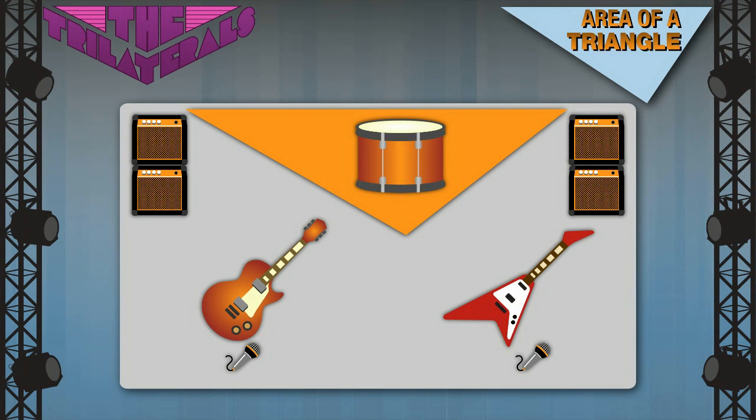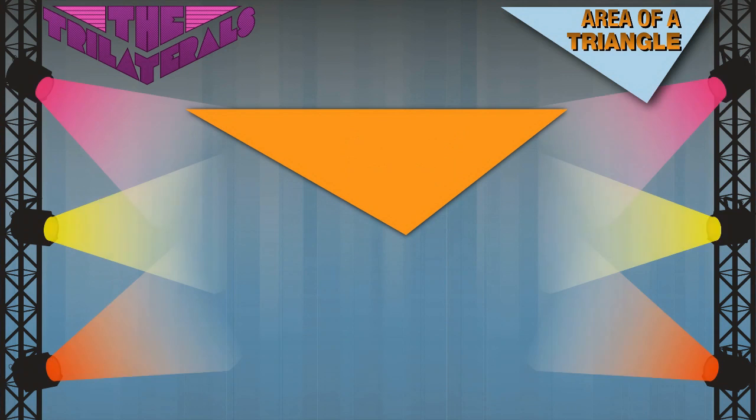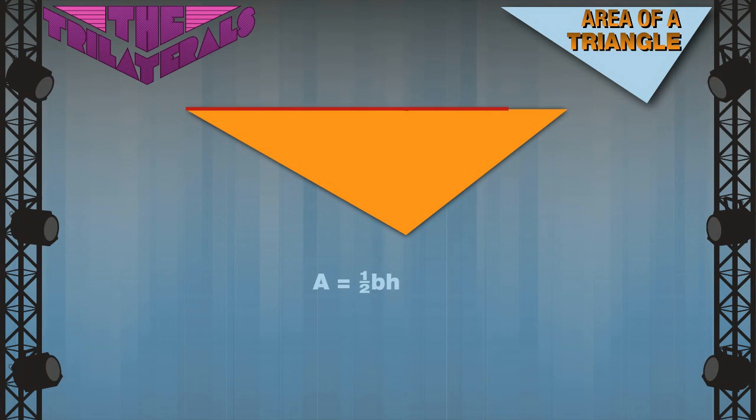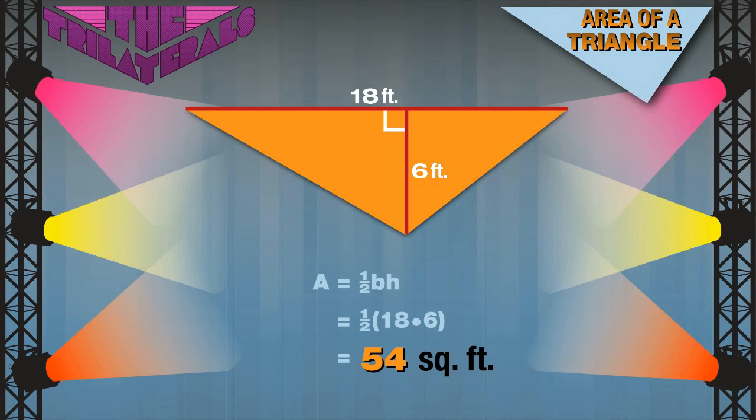Here is the triangle on the stage. We want to find its area. Remember, the area for any triangle is 1/2 base times height. Let's use this side as our base. It measures 18 feet and the corresponding height is 6 feet. So the area of our triangle is 1/2 of 18 times 6, which is 54 square feet. Nick needs to purchase 54 square feet of metal.